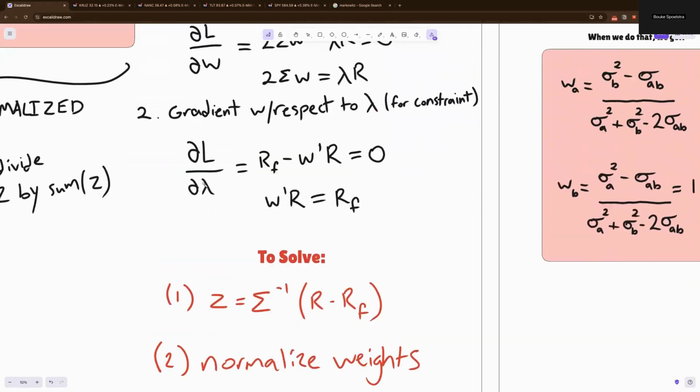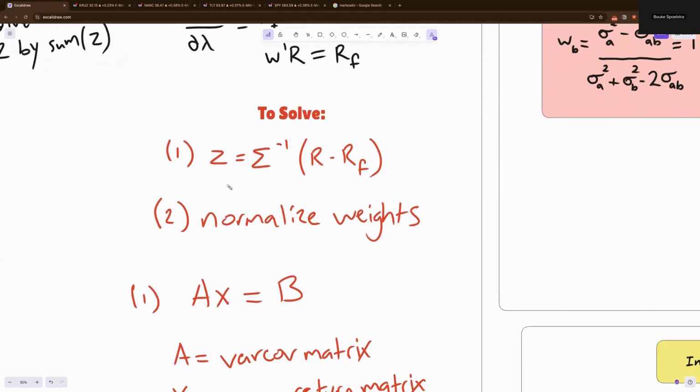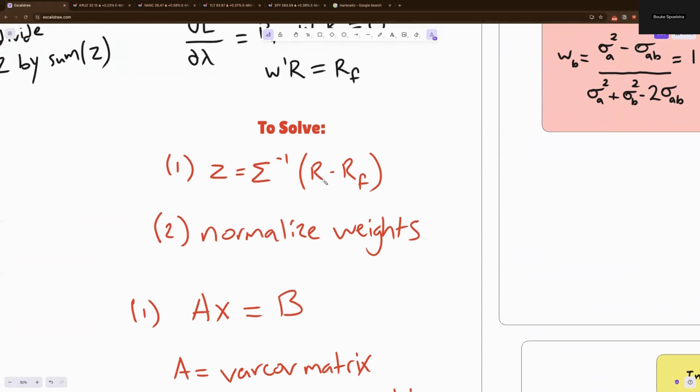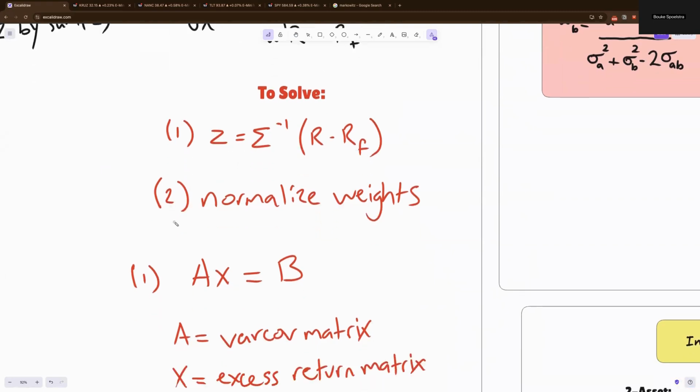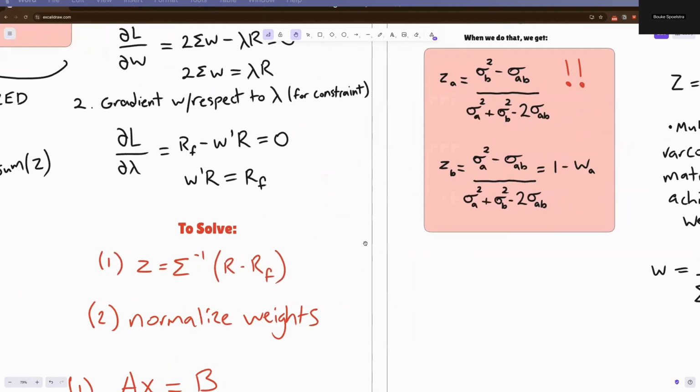And solving this, to make a long story short, you are multiplying the inverse of the variance covariance matrix by the risk premium matrix. So this would be the returns above the risk-free asset. You basically take the return vector and subtract the risk-free vector. And that would get you the unnormalized weights. So you still have to normalize these just like the previous problem. Basically, that's all we need to know for that one.